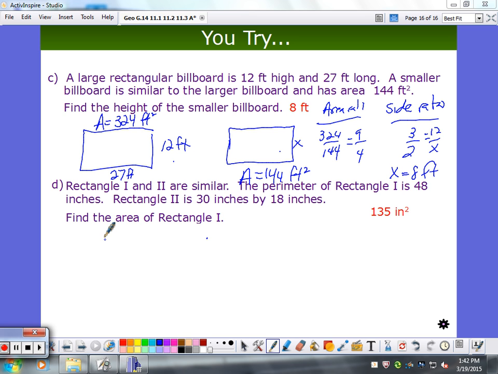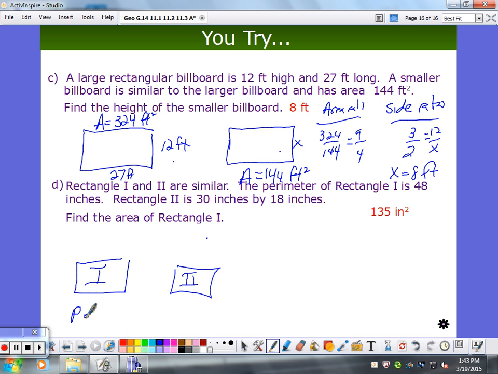And then you just want to draw a picture here. You've got rectangle 1, you've got rectangle 2. I don't know what their sizes are. They're similar. So this perimeter here is 48 inches. Rectangle 2 is 30 inches by 18 inches. And they want you to find this area. Well, I know what this area is, or I can find it. It's 18 times 30. Is that 540? Somebody tell me, is that right? Okay, that's that area. I don't know this area.